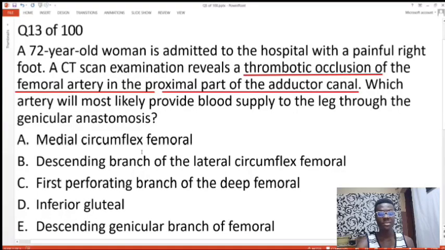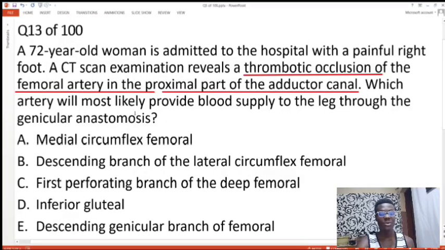Option B, the descending branch of the lateral circumflex femoral artery. So let's discuss the lateral circumflex femoral artery. It branches off laterally from the femoral artery. It gives us three branches: the ascending branch, the transverse branch, and the descending branch. The ascending branch takes part in the formation of the trochanteric anastomosis. The transverse branch takes part in the formation of the cruciate anastomosis, while the descending branch takes part in the formation of the genicular anastomosis. And it is the correct answer to the question here.